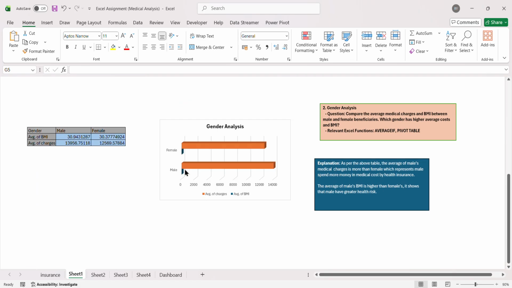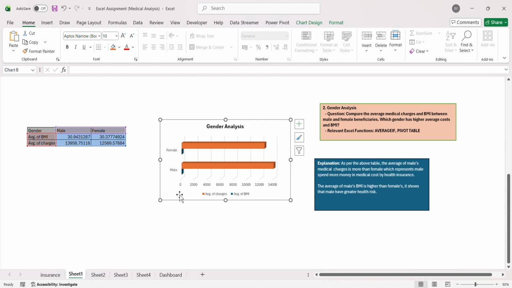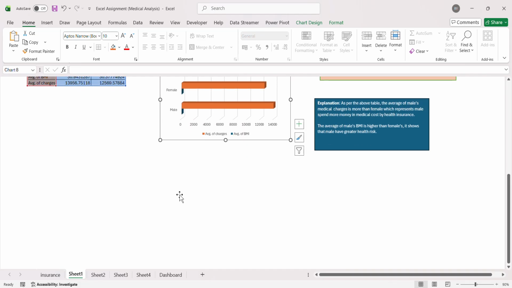Moving to the next question, which is gender analysis. In this table, the average of male medical charges is more than female, which represents that males spend more money in medical cost by health insurance. This chart also represents the same thing. The average of male BMI is higher than female. It shows that males have greater health risk.